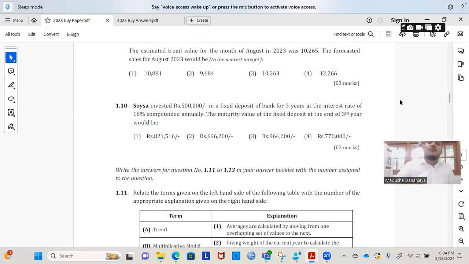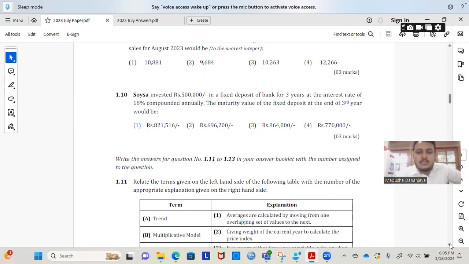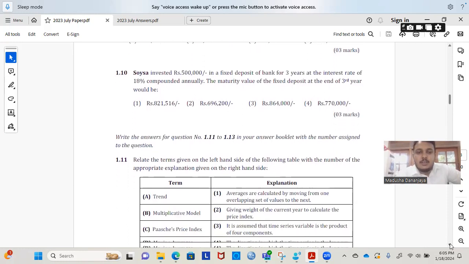But from 1.11 to 1.13, those 3 questions will be short answer questions. There you have to show some minor steps. Those will not be lengthy answers; they will be short answers.